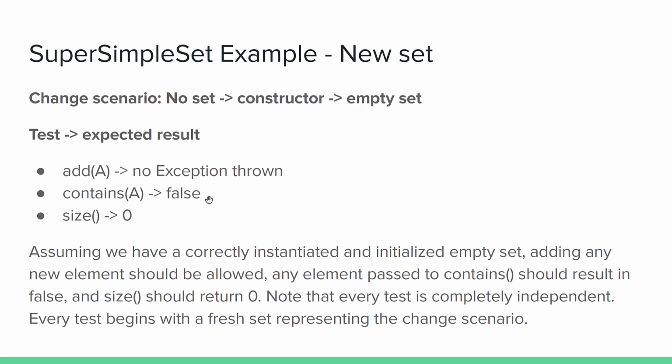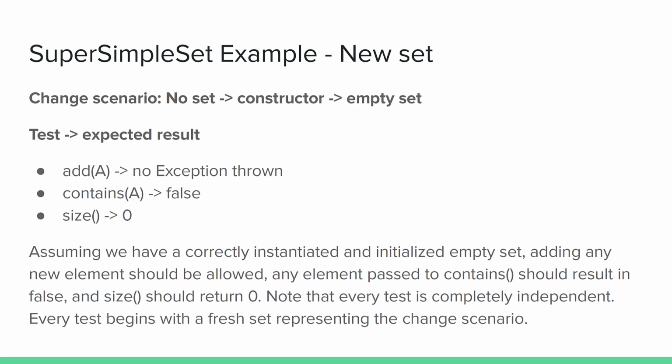I also should be able to confirm that if I pass in a value to the contains method, because the set is empty, contains should return false for any value that I pass in. So I need to be able to add some element that doesn't exist in the set with no exception. I also need to confirm that no matter what I pass in to the contains method, it should return false. The size of a correctly initialized brand new empty set is 0. So I'd better get a 0 back when I call the size method. So these are 3 tests for my change scenario that help me confirm that I correctly initialized a brand new empty set.